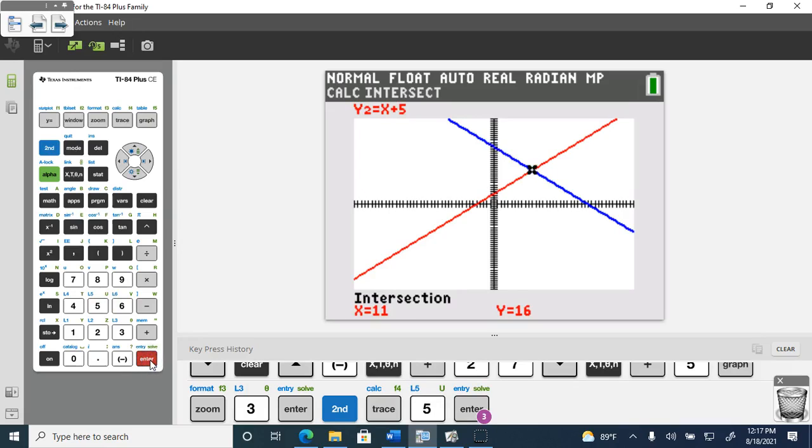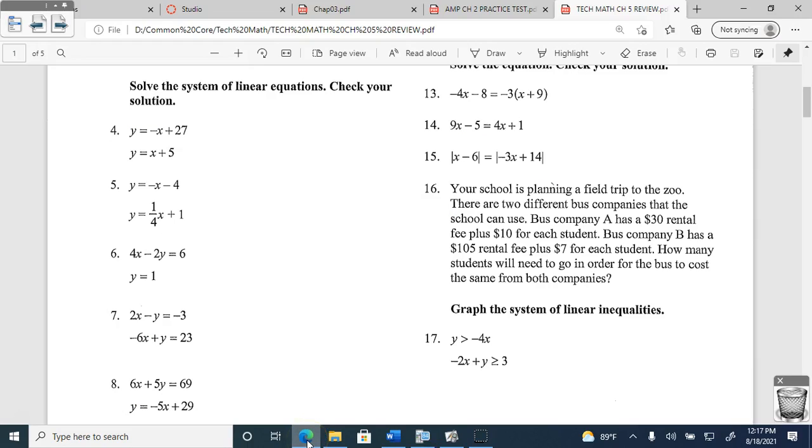11 and 16. Easy enough? Okay. Yes, you can do it by hand, of course. You can graph it on your own, but that's a really big graph for one, and you need to practice using your calculator as well as doing it on paper. Okay. So that answer is 11.